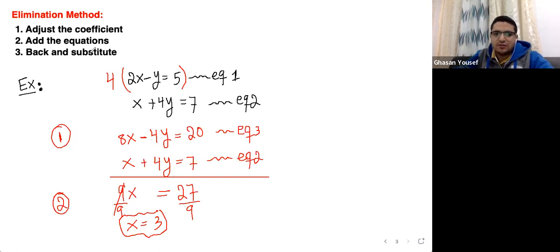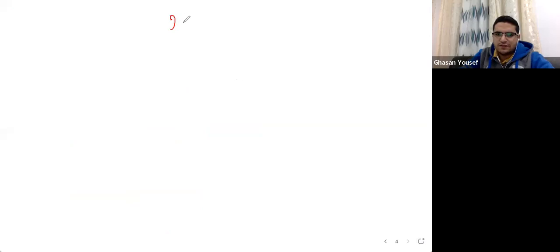Now, back and substitute means I have to choose one of the 3 equations and substitute x equal 3 to find the value of y. So I have equation number 1, equation number 2, equation number 3. The best and easiest one, I'm going to use equation number 1 to find the value of y. Okay, step number 3 here. So I have 2x minus y equal 5, and my x, which I found from the previous step, is equal 3. I'm going to plug this 3 in for the variable here.